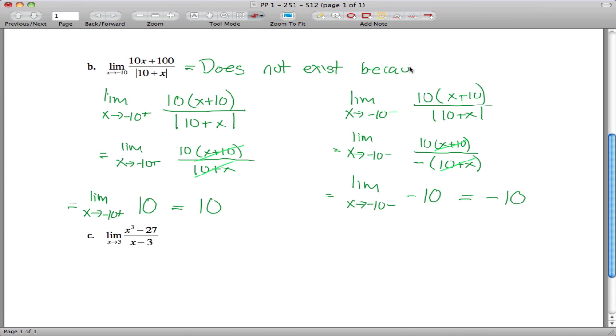Maybe because this and this are different, are not equal.